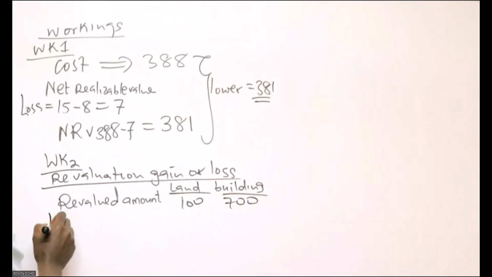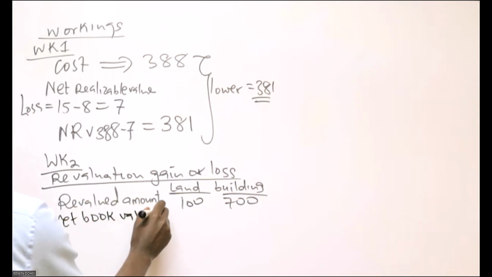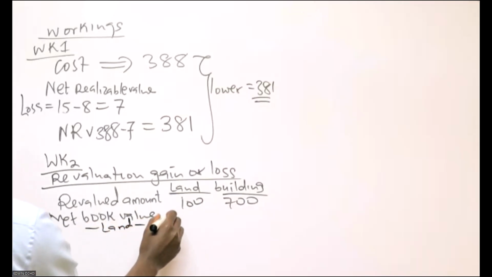So then you compare with the net book value of these assets. Land is obviously stated at what? Cost. And you were given in the trial balance the cost of land at 60.